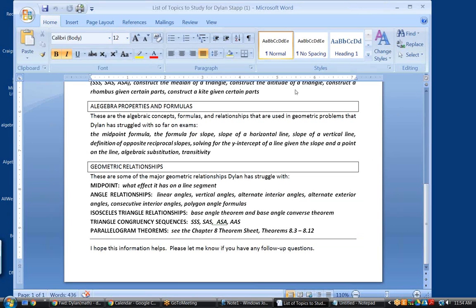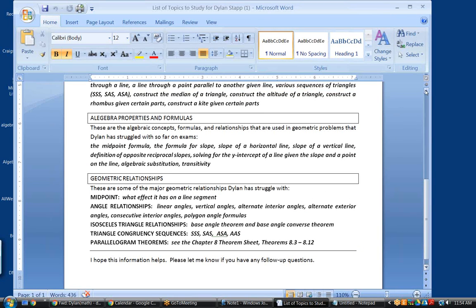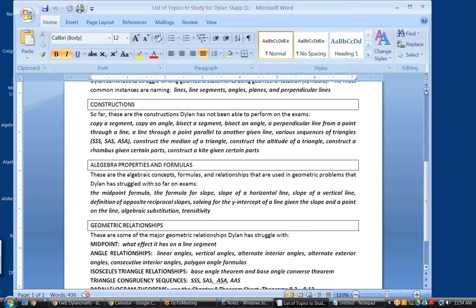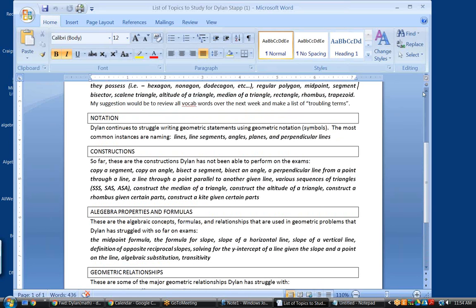What happened here? I got it. Oh, I went to a different section accidentally.